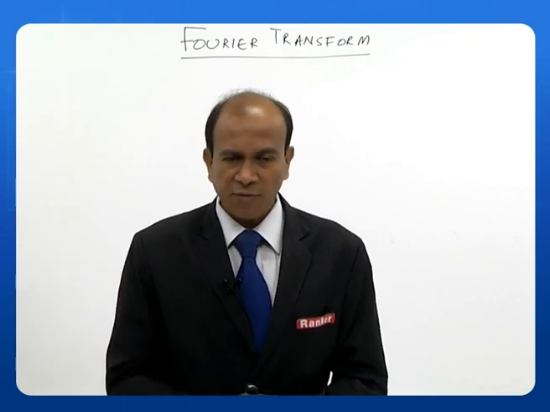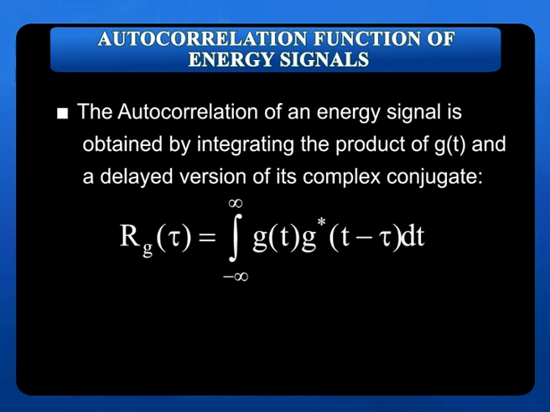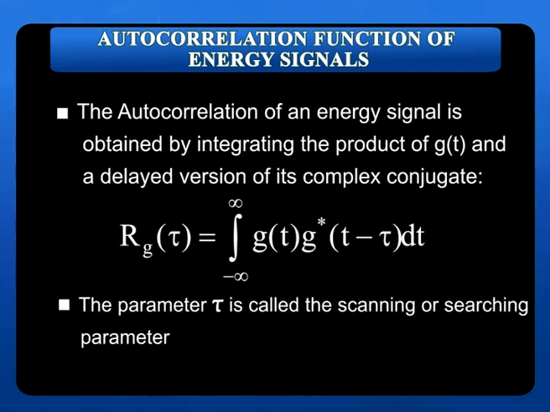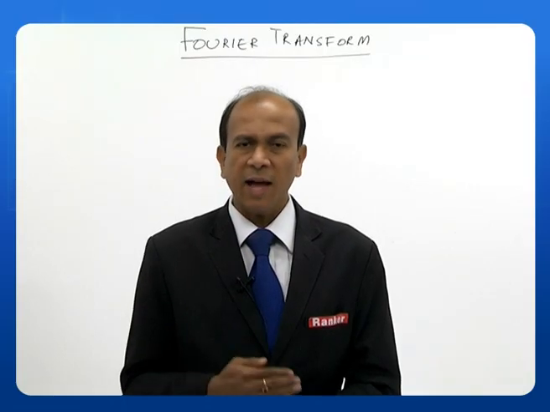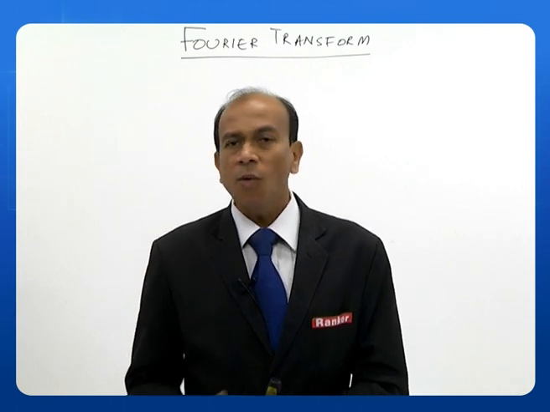So let us define this Rg of tau here. Rg of tau is defined as the integral from minus infinity to plus infinity of g of t multiplied by g star of t minus tau dt, where star is the complex conjugate. So Rg of tau is equal to integral from minus infinity to plus infinity of g of t g star of t minus tau dt. Here the parameter tau is called the scanning or searching parameter. As tau is varied, the value of the autocorrelation function of the energy signal also varies.